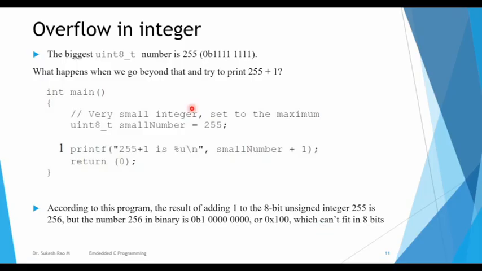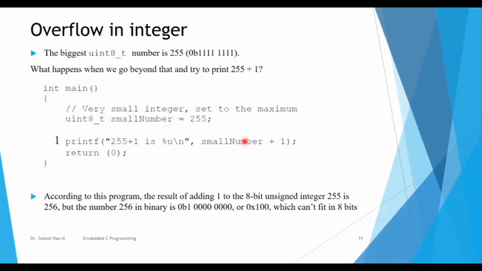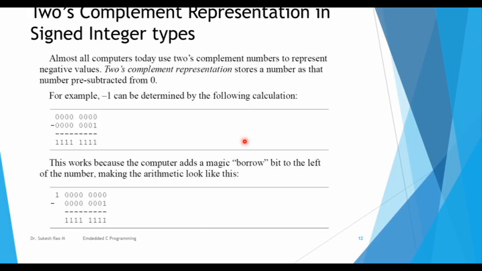So let me go back. This is how the overflow will occur. So, 2's complement representation in signed integer. Let me look into this in the next video.